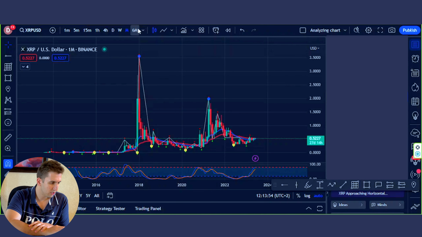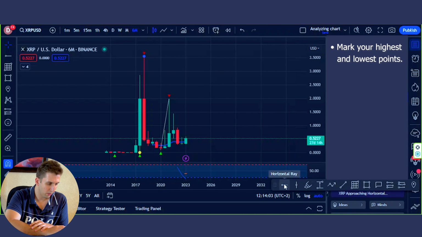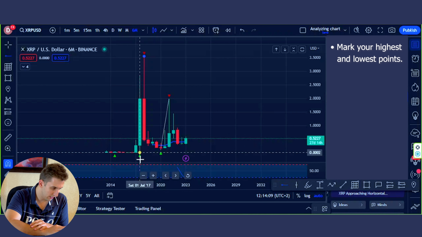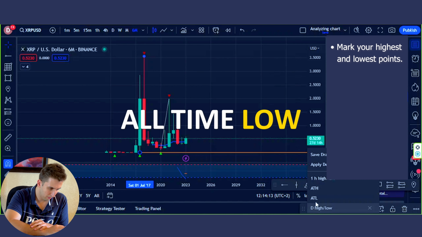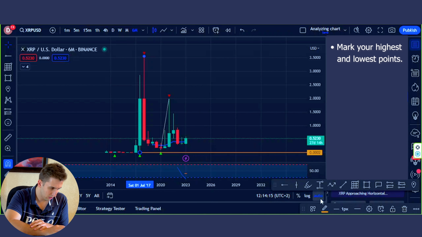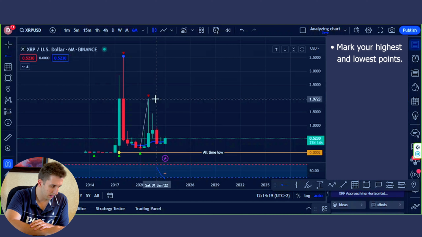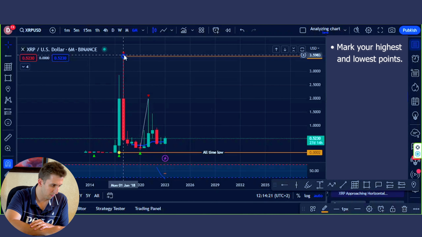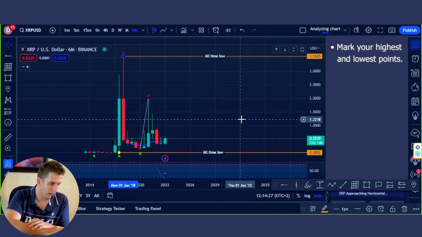I always like to start off my analysis by looking at the 6-monthly time frame. The first thing I want to do is draw my highest and lowest points. My lowest point is about here, and we can call that my all-time low. So we got there, all-time low, and then I like to grab the next one and take it to my all-time high so that we know what is the lowest it has gone to and what is the highest.